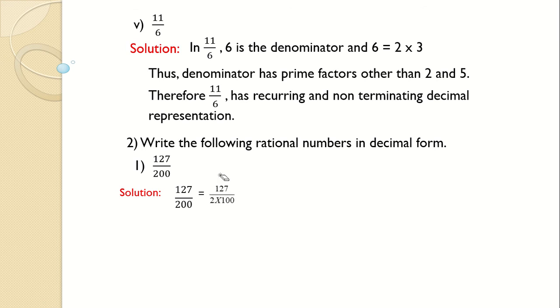2 ones are 2, 2 6s are 12, 2 3s are 6.5. Okay, upon 100 I will get. So that's 63.5 upon 100. Now since we are dividing by 100, the decimal point will shift 2 places to the left. So that will be 0.635. Now this you can actually divide also and get the answer.